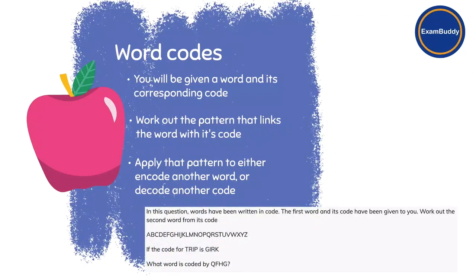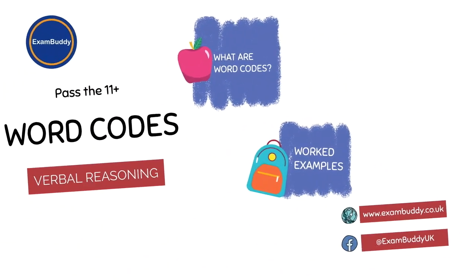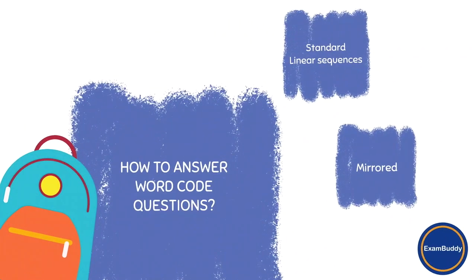This is what a typical word code question will look like. You'll have an alphabet line to help you work out your answers, although you should be able to remember the alphabet and write this down in the exam if you're not given it. Next, we can see the line where you're given a word, trip, and its corresponding code, GURK. Below that is the question. You know now that you will need to decode QFHG into a word. So let's go through some examples to help this make sense.